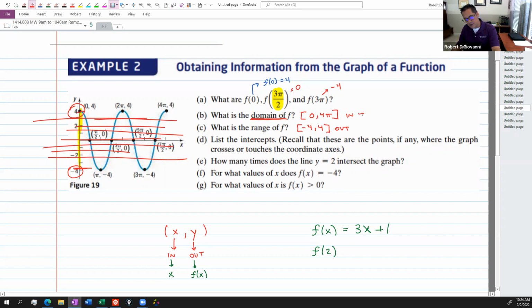If you want, you could say this is your x values, right? These are your x values. And then this is your y values.